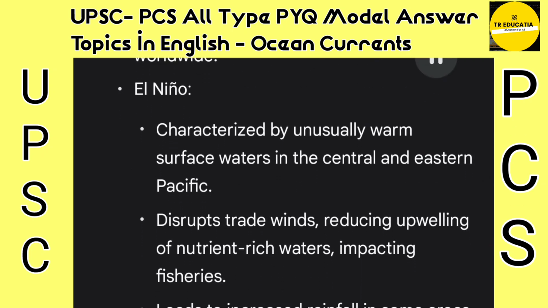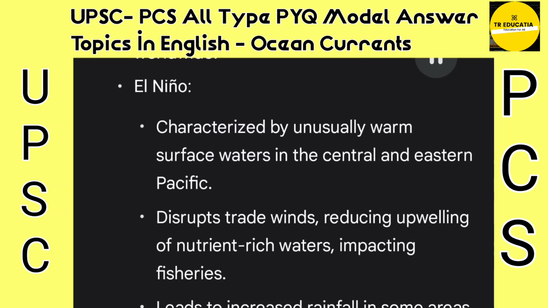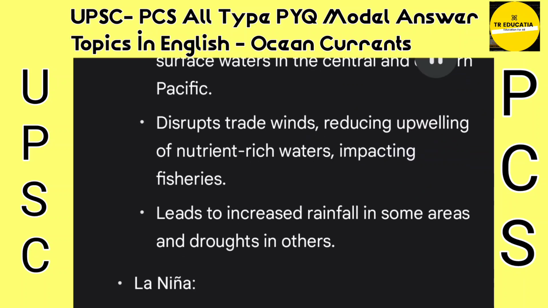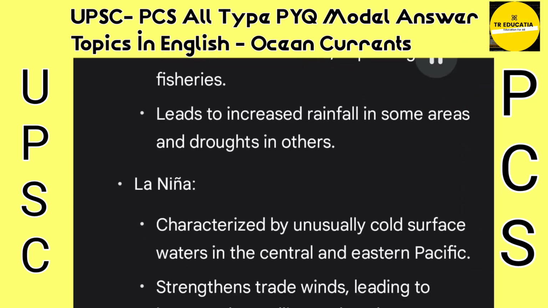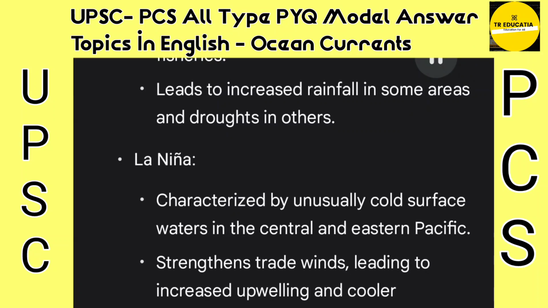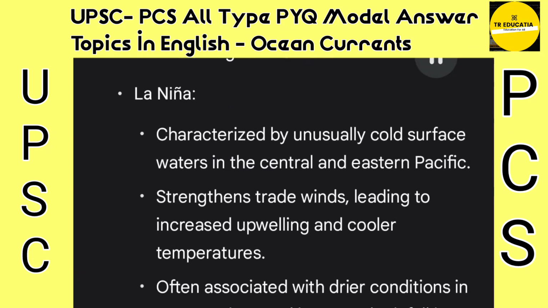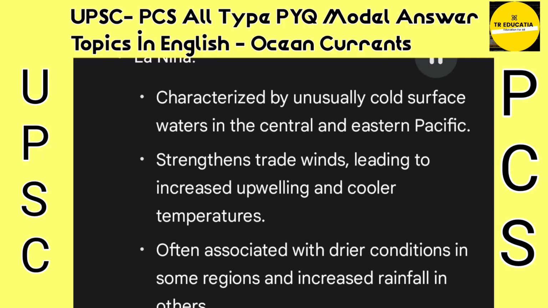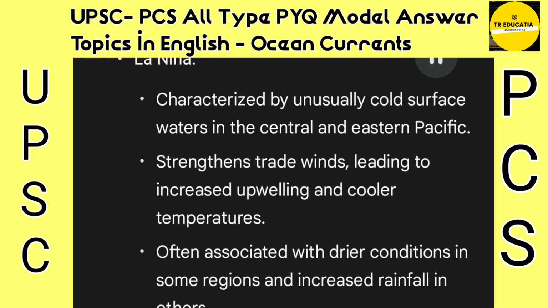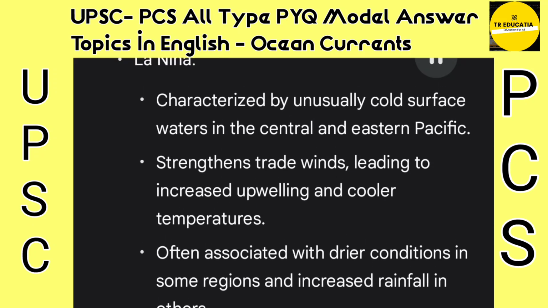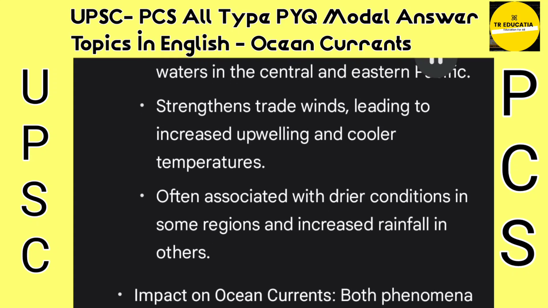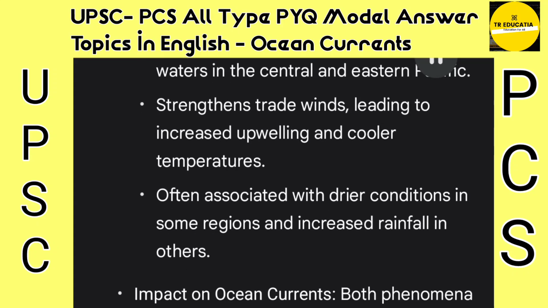El Niño, characterized by unusually warm surface waters in the central and eastern Pacific, disrupts trade winds, reducing upwelling of nutrient-rich waters, impacting fisheries, and leads to increased rainfall in some areas and droughts in others. La Niña, characterized by unusually cold surface waters in the central and eastern Pacific, strengthens trade winds, leading to increased upwelling and cooler temperatures, often associated with drier conditions in some regions and increased rainfall in others.